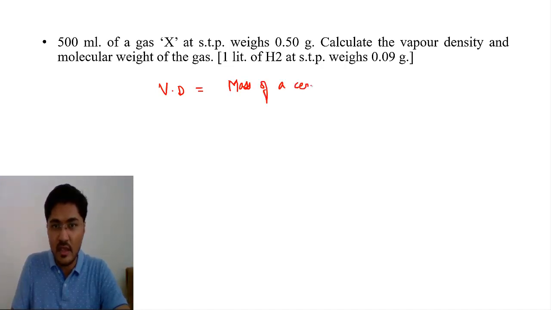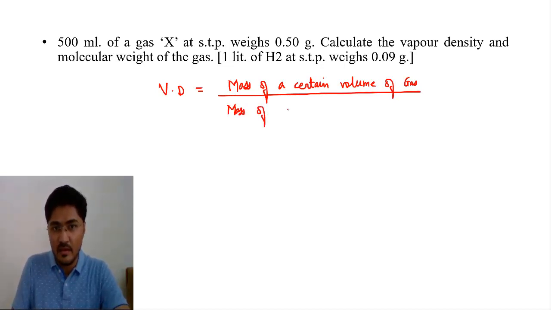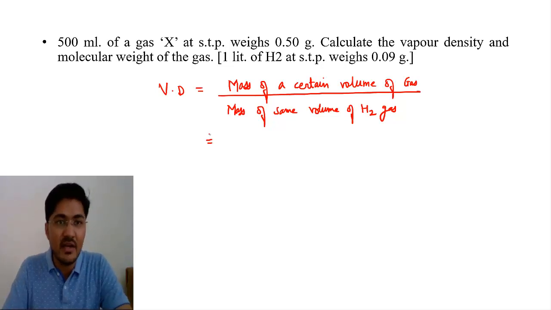mass of a certain volume of gas divided by mass of the same volume of H2 gas. And here we are given that 500 ml of a gas X at s.t.p weighs 0.5 grams.